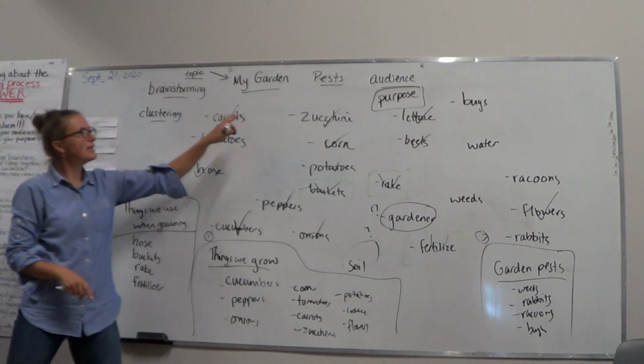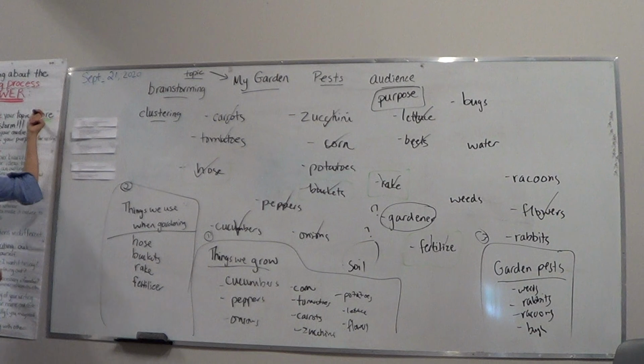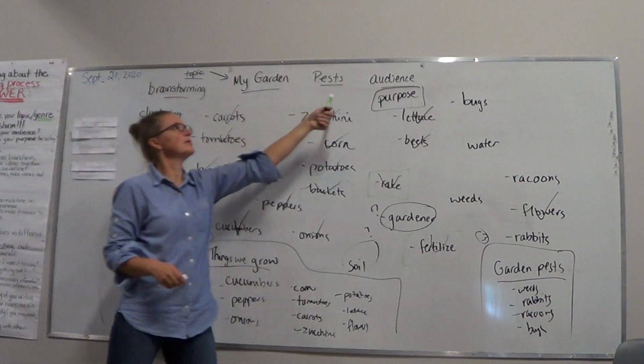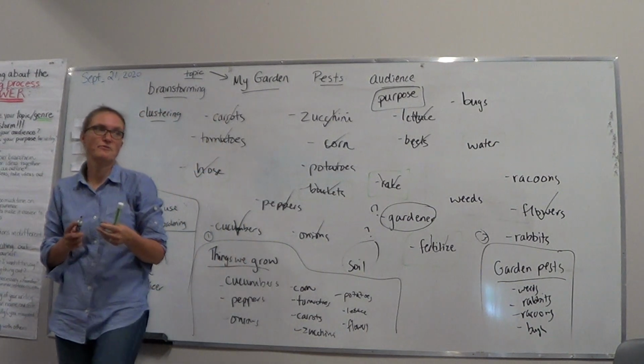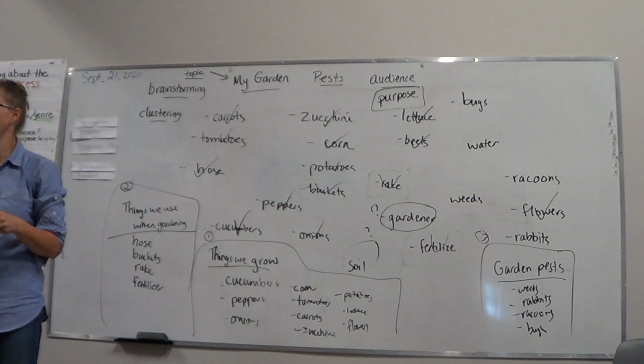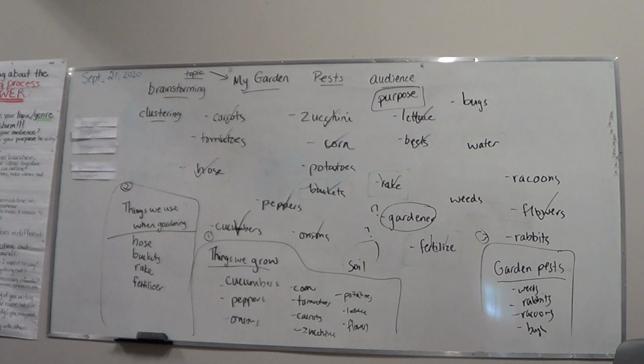So when we're writing, when we're doing this part of the writing process, we're always thinking about who is our audience and what is our purpose? What's our reason for writing? Okay, very good, awesome. Okay, so we've talked about brainstorming, we've talked about clustering, and we've talked about topic.